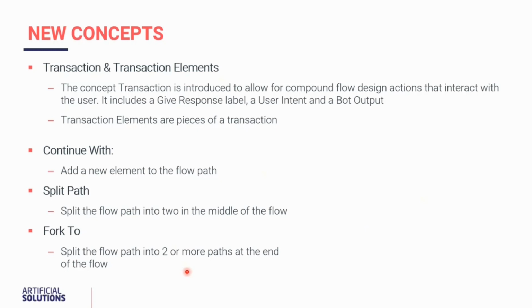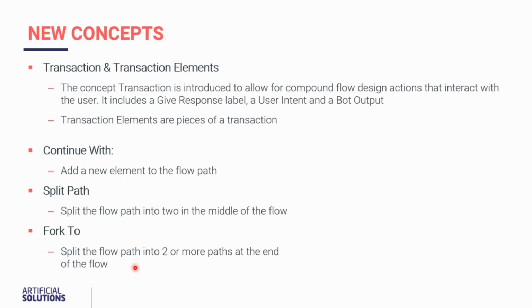Split path, as the name indicates, means that we'll be actually dividing the path. So if we need to add more paths into our flow, we will use the split path. Initially, of course, it's into 2 paths, but it can also be into 3, 4, etc. So every time we need to branch out, we can use the split path function here. And then finally, we have a new function that is called fork to. So if you are at the end of your flow, let's say you're at the bottom of your flow design, instead of the split path option, you will get the fork to option.